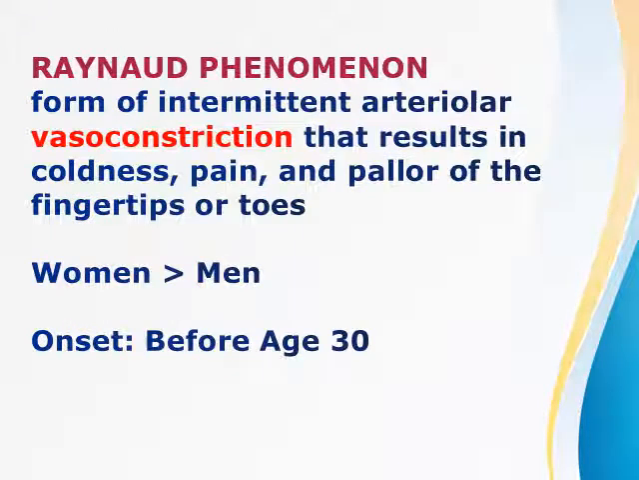We have your Raynaud phenomenon. So your Raynaud phenomenon could either be Raynaud's disease or it could be Raynaud syndrome. Now, when I talk about Raynaud phenomenon, it is a form of intermittent vasoconstriction. It results in the coldness, pale pallor of fingertips or toes. So remember, our common problem here would revolve around your fingertips and toes. It more commonly occurs among women compared to men, and the onset is commonly before the age of 30.